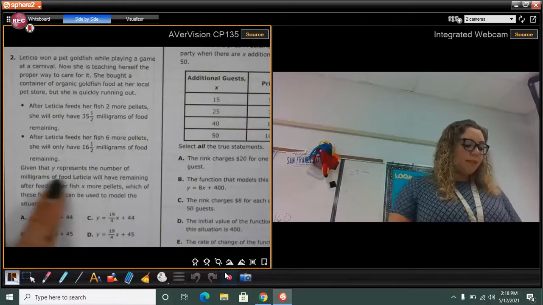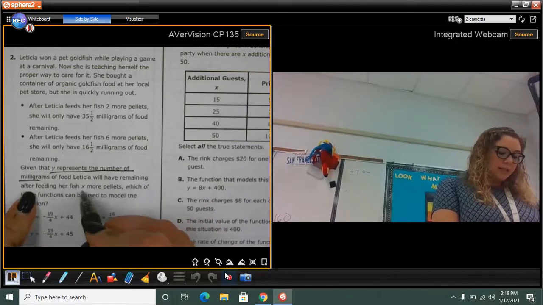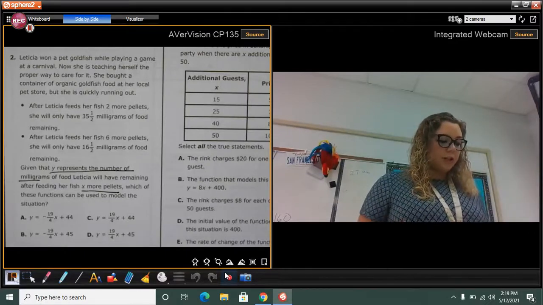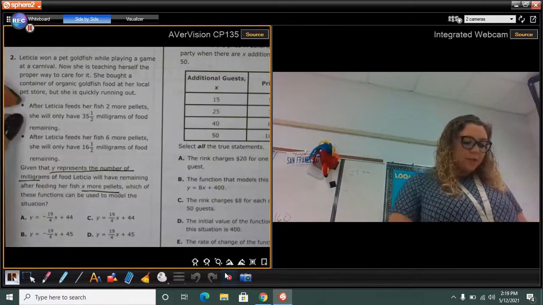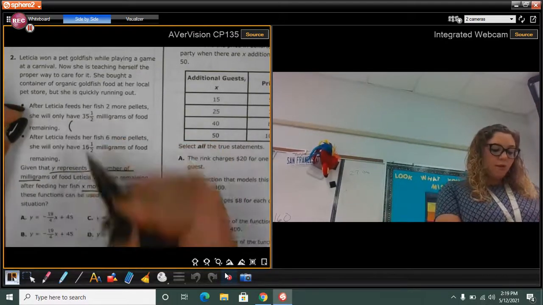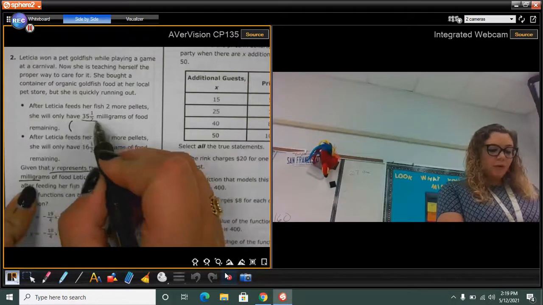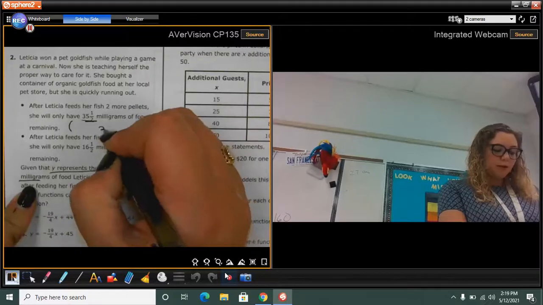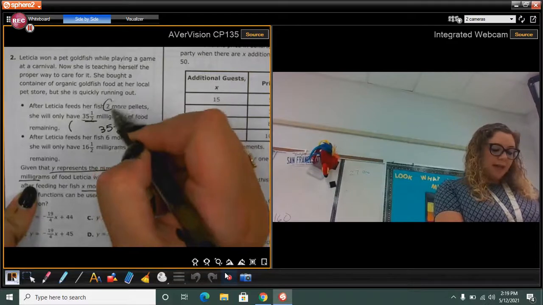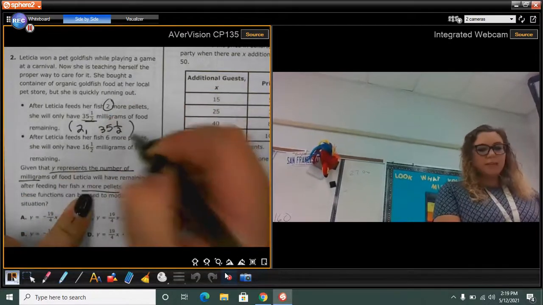Given that y represents the number of milligrams and x represents the pellets, which of these functions can be used to model the situation? So you see how these are related, this bullet point. We need to make that into a point. We know y is the number of milligrams, so this is going to be my y value because it represents milligrams. This is going to be my x value because it represents pellets. So that's my first part.